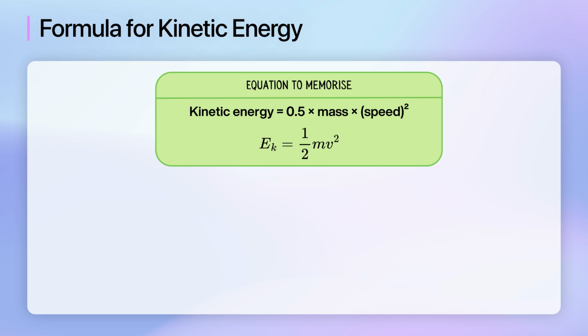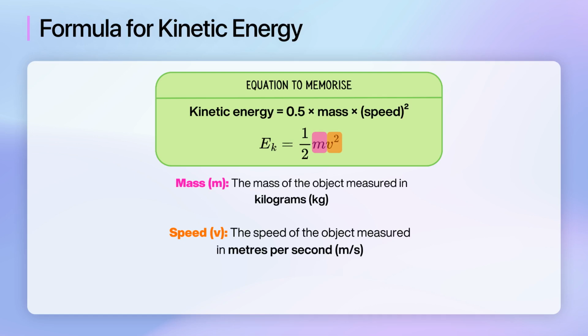Now, let's look at the variables in the kinetic energy formula. First, the mass of the object, which is measured in kilograms. Second, the speed of the object measured in meters per second. And third, kinetic energy, which is measured in joules.